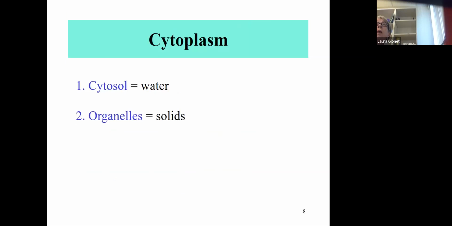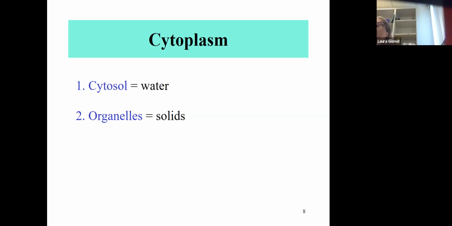Okay, so then we have the cytoplasm. So we talked about the nucleus, we talked about the plasma membrane, and then we have the cytoplasm. And the cytoplasm includes the cytosol, which is the watery environment, and all the organelles found in it. I will say that we can all be faulted with using cytoplasm and cytosol interchangeably, but technically, the cytoplasm is everything between the nuclear membrane and the plasma membrane.